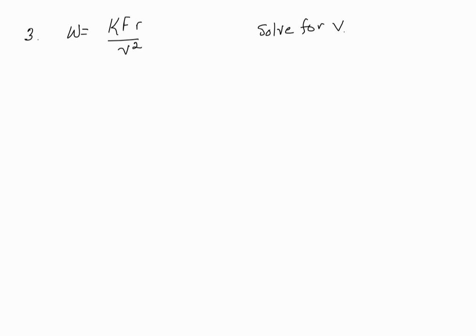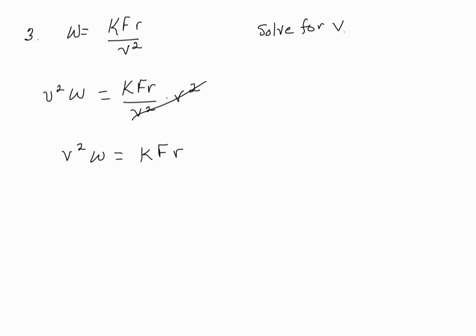Okay, problem 3 is very similar to problem 2. I need to get rid of the squared here, and I also need to get the v out of the denominator. So I'm going to multiply both sides of my equation by v squared. And on the left-hand side, I have v squared times w. On the right-hand side, the v squareds cancel.